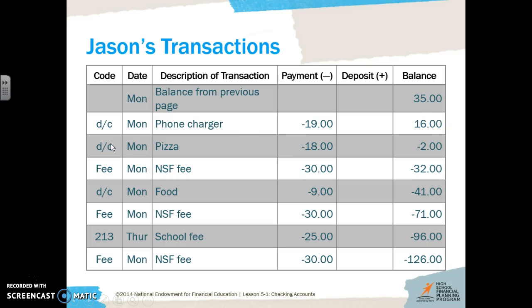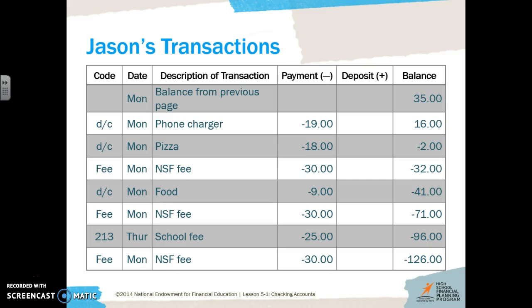Then on Monday, he also used his debit card to buy a pizza. And that pizza was $18. Now, Jason only has $16 in his bank account. So there's a problem here. He really isn't going to have enough money to pay for the $18 pizza that he wants. If we have 16 and we subtract 18, we get -2. So he is $2 short in his bank account.